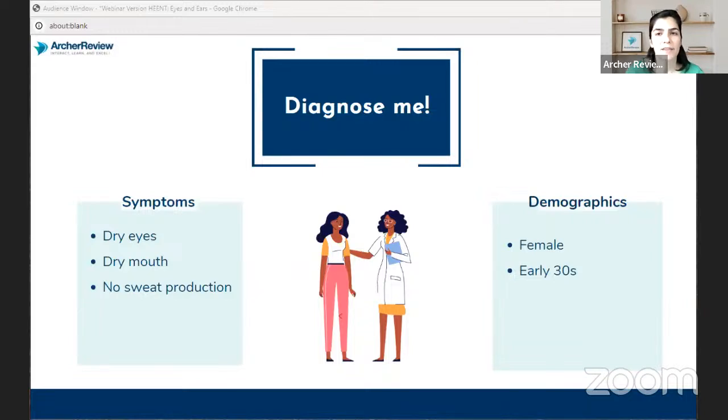Okay, so you have a patient coming in, they complain of dry mouth, dry eyes, and it's been happening over the last 3 months. What do we think this could be? It's a young female patient, maybe in her early 30s, so the demographic is going to be important. And that dry eye, dry mouth, what do we think that is?